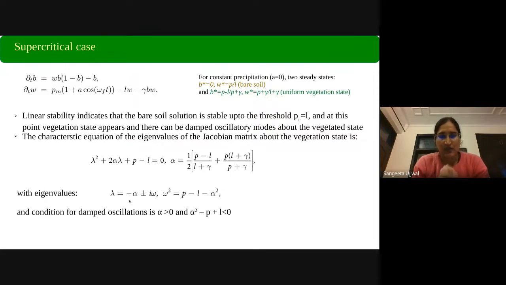The eigenvalue comes out to be in this form, minus alpha plus minus i omega. For all the realistic values of these parameters, alpha is always positive. That means the eigenvalues are imaginary but with negative real part. So these modes are damped modes. And the frequency of these damped modes depends upon the mean precipitation P and the other parameters in the system.